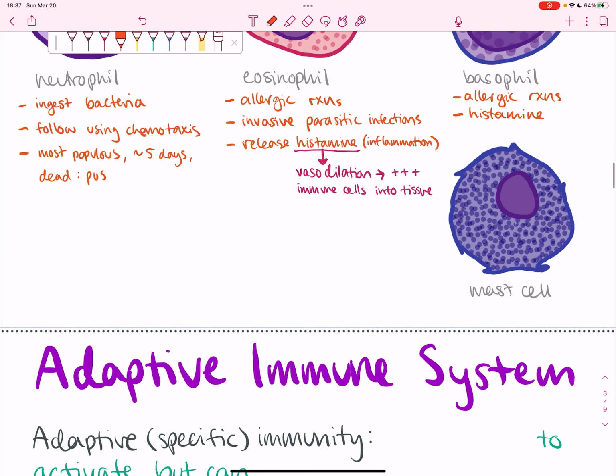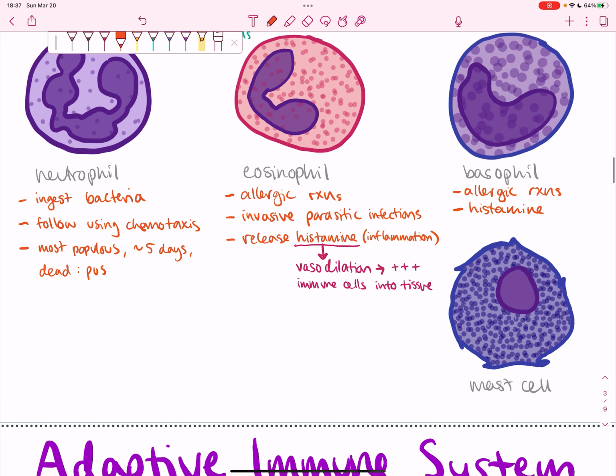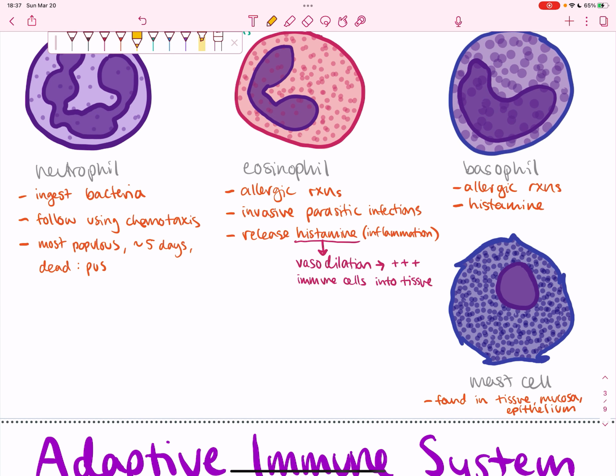And mast cells are like the sibling of basophils that are found in the skin, tissues, mucosa, epithelium, things like that. I'll just say these are similar.